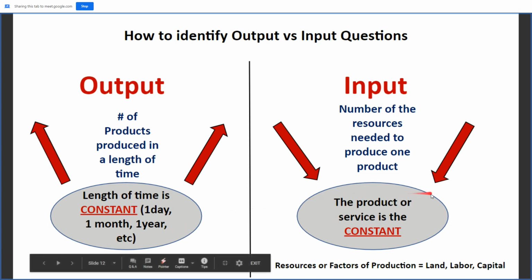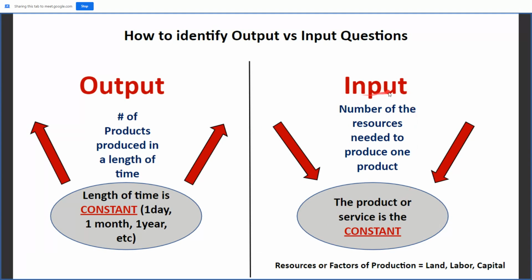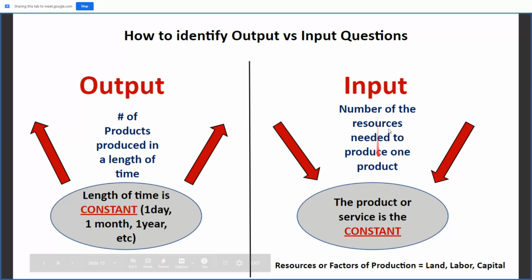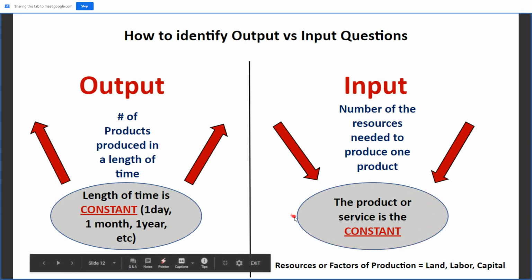In an input question, the product or service is the constant. What goes into the production, the input, being the constant will make it an input question. So the land, the labor, or the capital. The number of resources is going to change. The product is the constant.